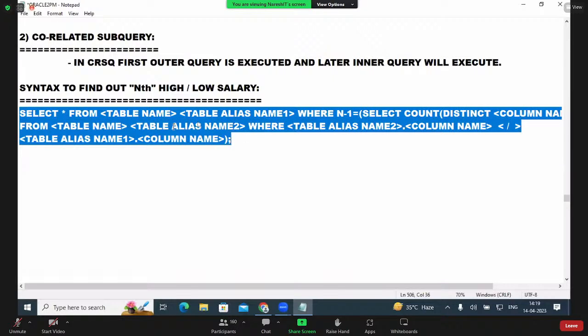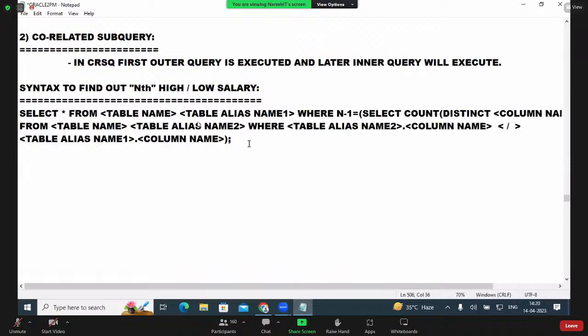But observe the syntax carefully. This is your syntax, but when we work on examples, you will understand how it is going to work. Let me come out and see.